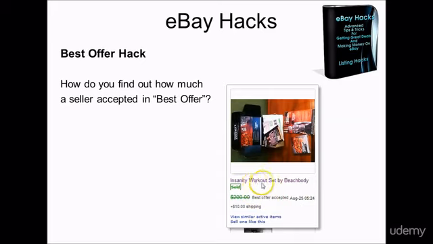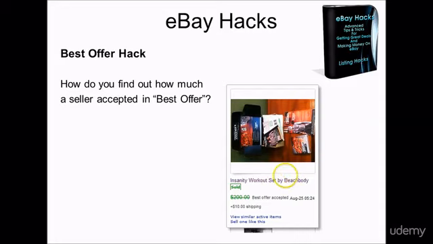So here's what it looks like when you're looking at the completed listing. You'll see the price that the seller originally offered the item at, and then you'll see it crossed off and it'll say best offer accepted. But when you click on that actual listing, you will not find out how much the seller accepted. eBay just does not surface that information, doesn't show you that.